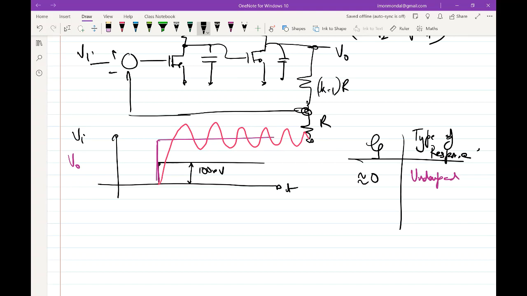Let's say it's close to zero, it's undamped. Then underdamped is what condition? Zero to one, right? So less than one is underdamped. In the case of underdamped, it doesn't behave as badly. It will probably do something like this and then eventually settle, depending upon how close to one or how far from one it is. Equal to one is critically damped.